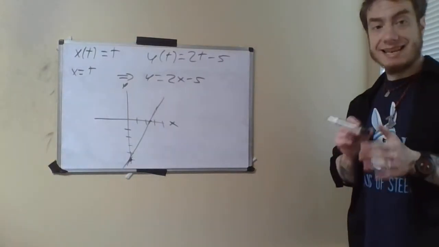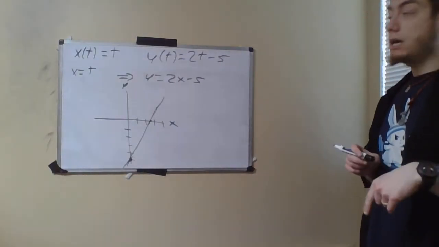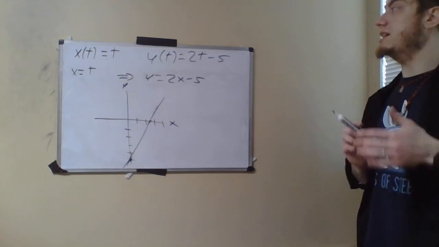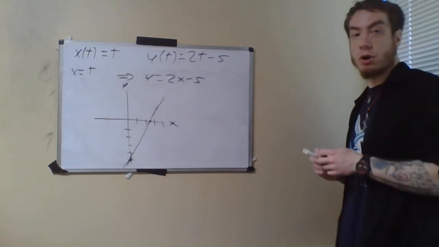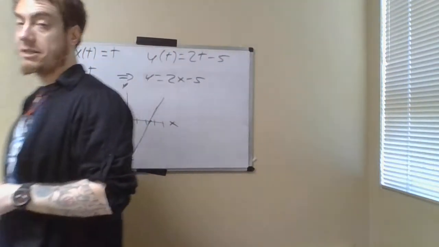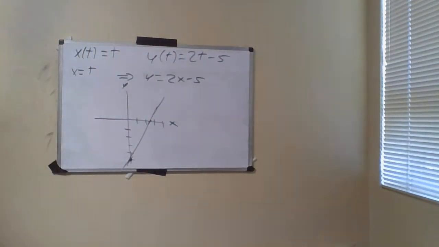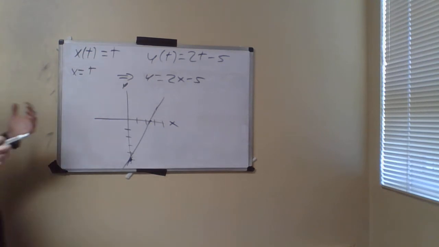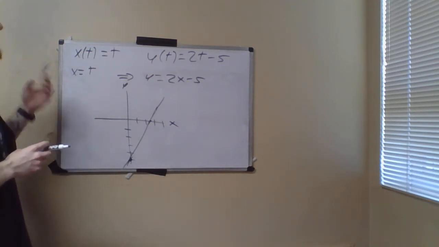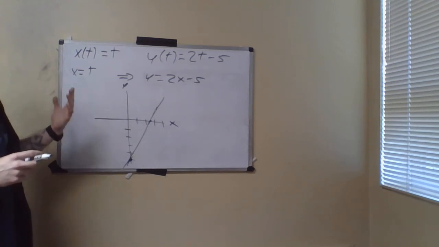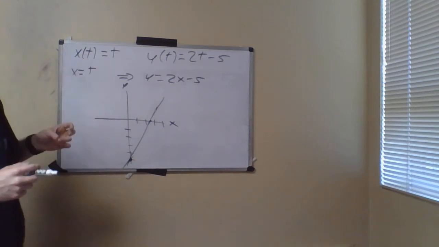Now, the interesting thing is, though, we could actually use other parametrizations which are going to give us pretty much the same curve, in fact, exactly the same curve in the plane. So here's an example of another parametrization that we could use.